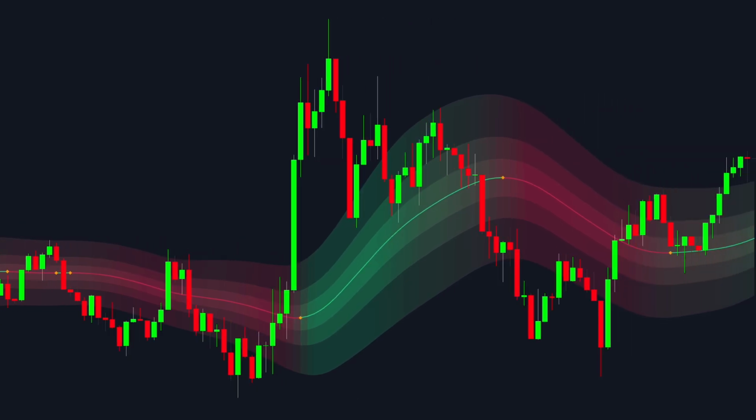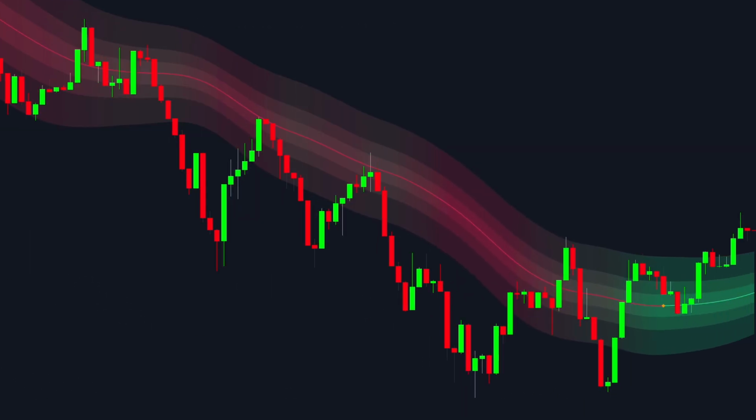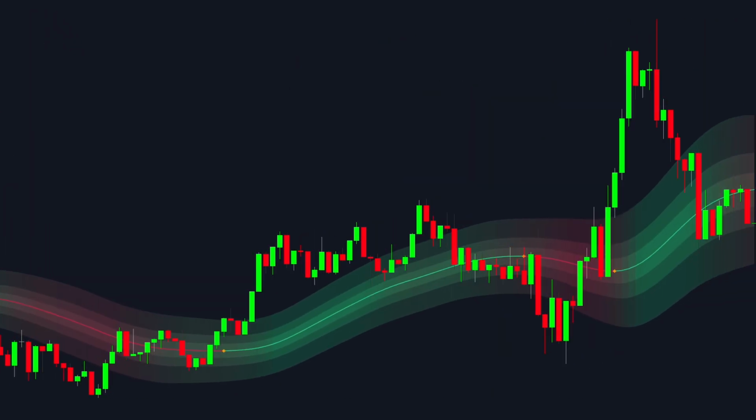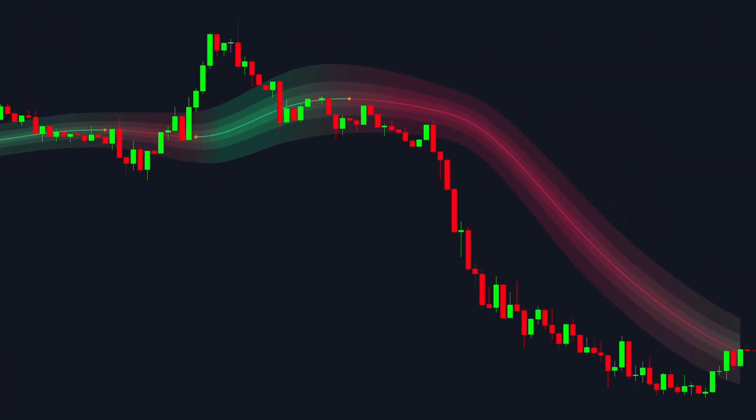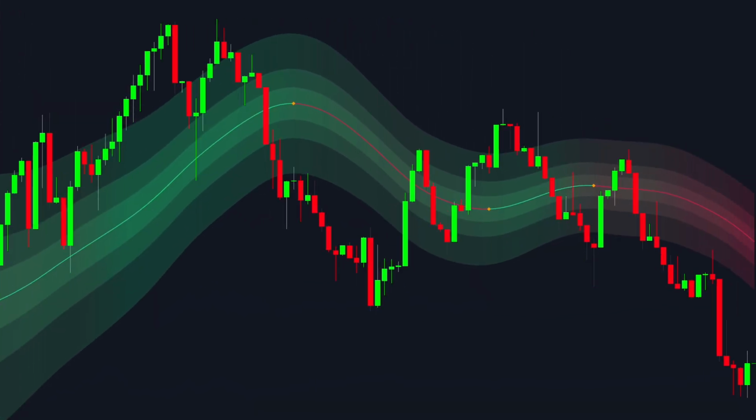The market doesn't care about emotions, opinions, or gut feelings, but it does leave signals, and this indicator catches them before most traders even notice. You could keep trading the old way, guessing trends and reacting late, or you could start seeing reversals before they happen and getting ahead of the market.